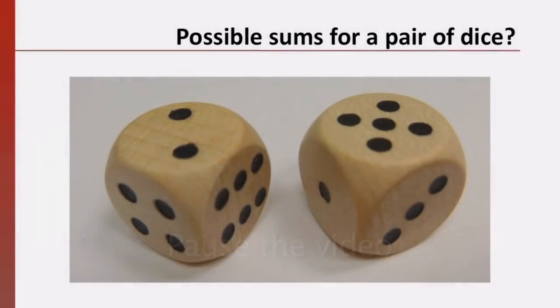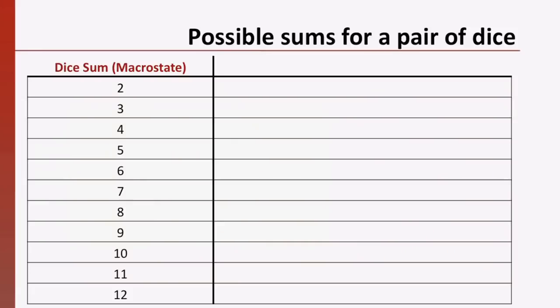Okay, you should have a list that looks something like this. We would call these sums possible macrostates of our system. The macrostate doesn't tell us what each individual die reads when we roll them, just the total, or macroscopic view, if you will. What are all of the possible dice combinations that will produce each of those sums?